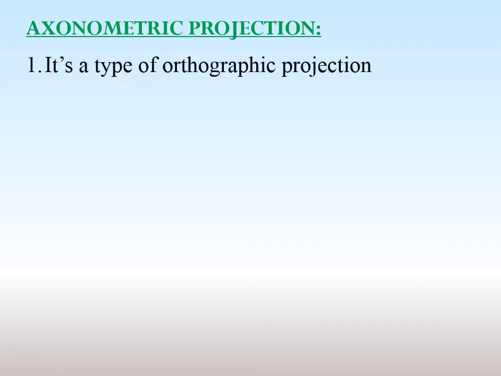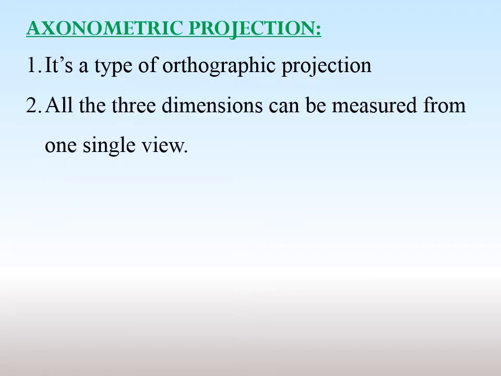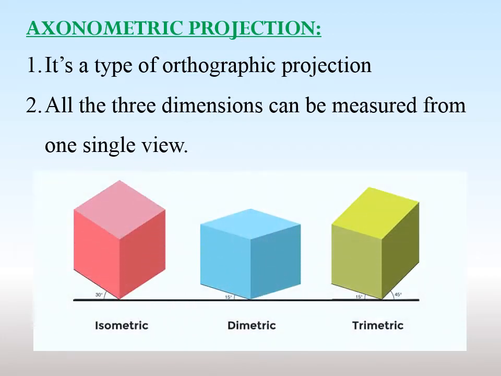Now we are going to see the typical characteristics of axonometric projection. Axonometric projection is a type of orthographic projection, where we are able to measure all the three dimensions in a single view. This picture shows the different methodologies available to solve the axonometric projection: isometric, dimetric and trimetric. The difference between these three will be explained later.